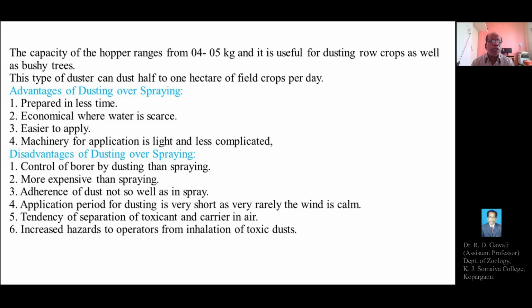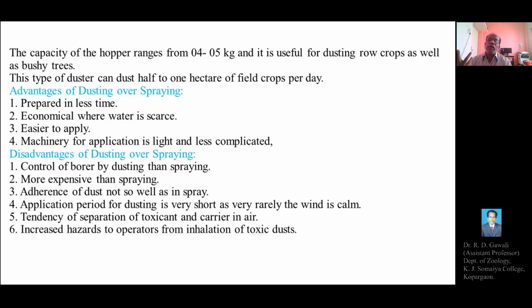Tendency of separation of toxicant and carrier in the air. While applying the powder pesticide or the dust, there may be a separation of the actual poison and the inert powder in the atmosphere. So the actual toxic components of the dust powder and the carrier material or inert powder can be separated in the air or in the atmosphere, and increase the hazards to the operators from inhalation of the toxic dust.